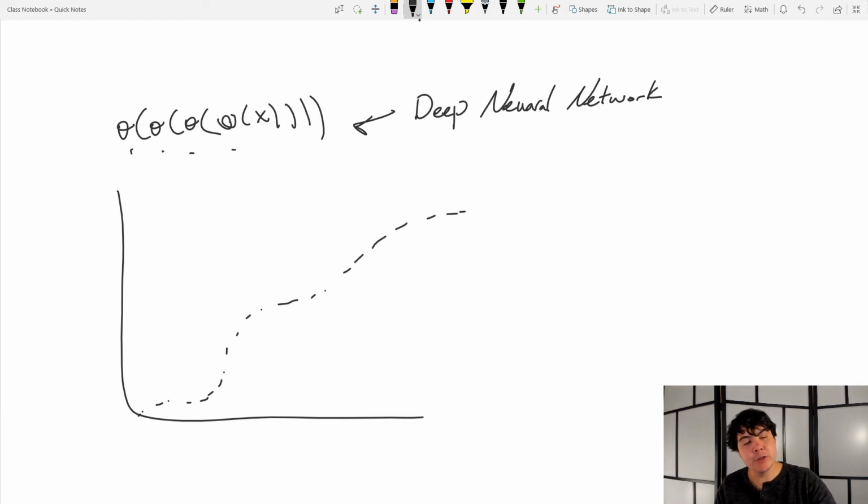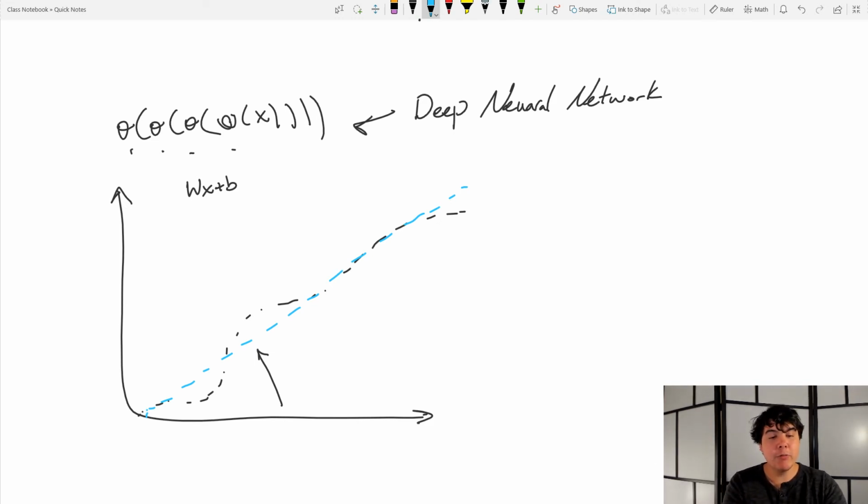Well, a linear function would only be able to draw lines, right? W times x plus b, this matrix multiplication, is only a linear function. So what it can do is it can say, let's take these axes and rotate them so that way we're in the middle. So after applying wx plus b, we've now rotated our frame of reference such that we're now going through our data points, but we're not matching it perfectly.